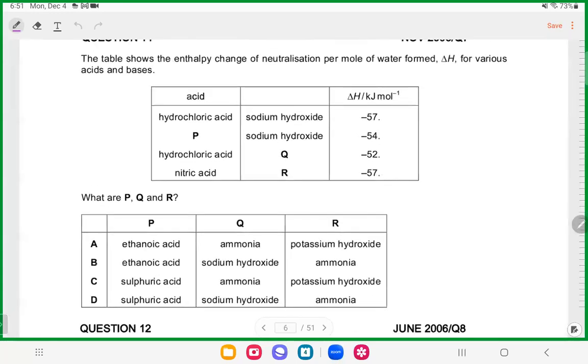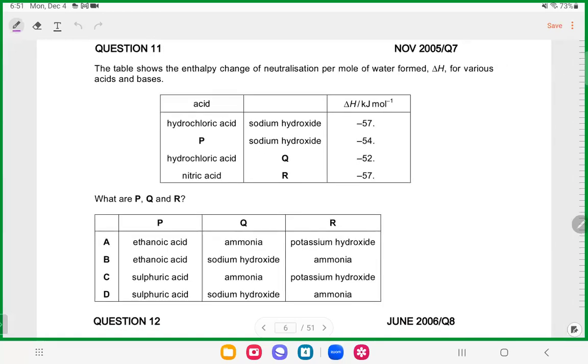This is a slightly different question about the neutralization. The table shows the enthalpy change of neutralization per mole of water, delta H, for various acids and bases. पहले मुझे बताइए, hydrochloric acid is a strong acid and sodium hydroxide is a strong base. So whenever you have a strong acid and a strong base, the enthalpy change is -57. Now, you're keeping the same strong base with acid P, the enthalpy change decreases. So can I say that P must be a weak acid, and in the table, the weak acids are this one and okay. So either the answer is A or the answer is B.